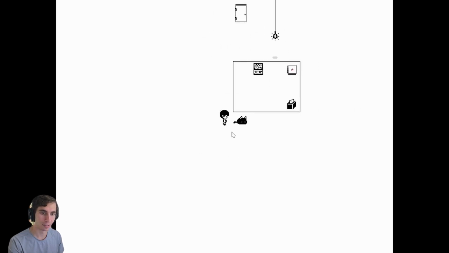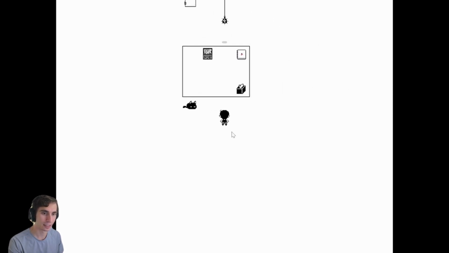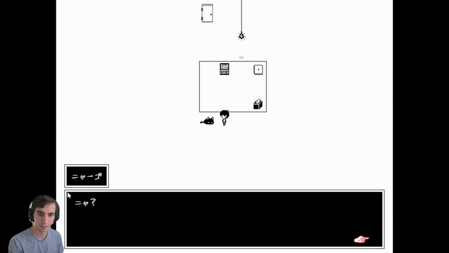Okay, so we have a cat here. Neko-chan. So his name is Nyado. Nyado. Nyado. So katakana here. And he says, nya. Meow.